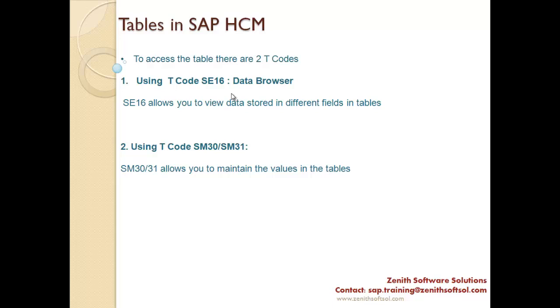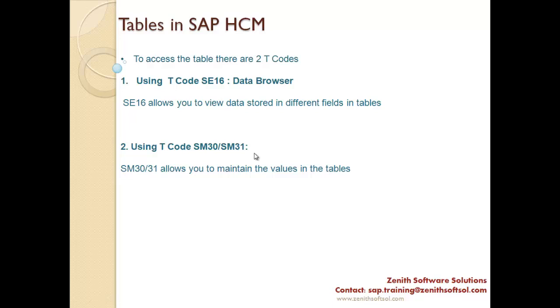SE16 allows you to view the data stored in different fields in the tables, like first name, last name, birth date. These are the different fields in info type 2. What are those different fields? Like first name, last name, birth date, marital status. All these are different fields of that particular table. So SE16 is to view, and SM30 is to maintain the values in the table.